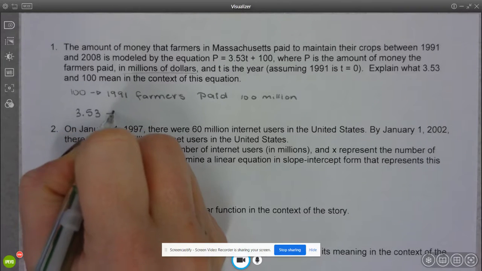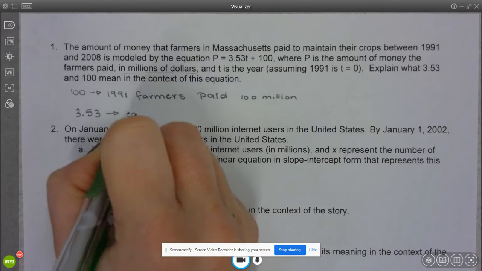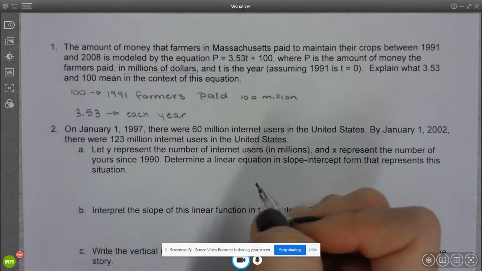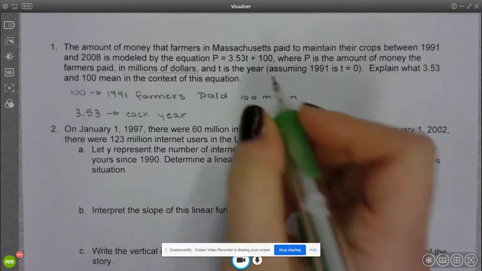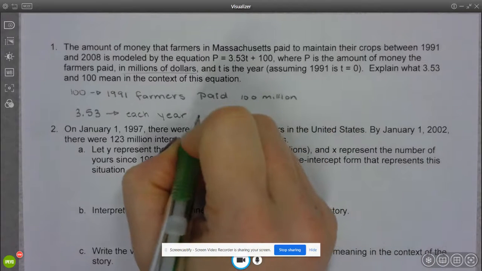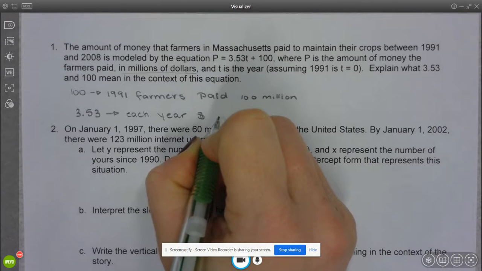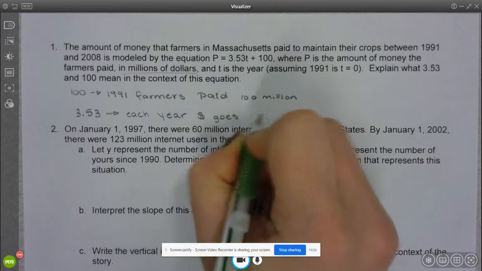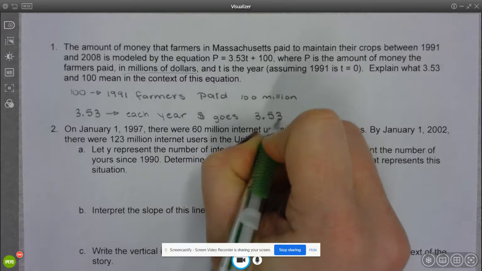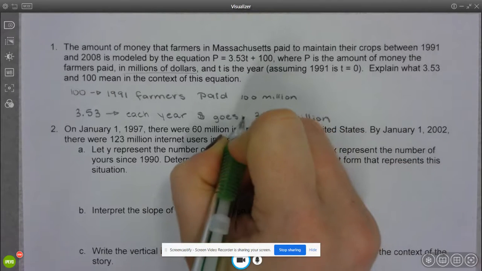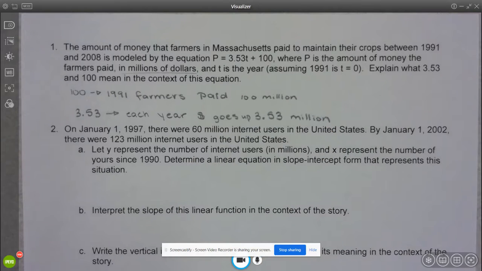And then the 3.53 tells me that each year the money that they had to pay goes up 3.53 million. Goes up 3.53 million. So that's what those two things mean in the context of this scenario.